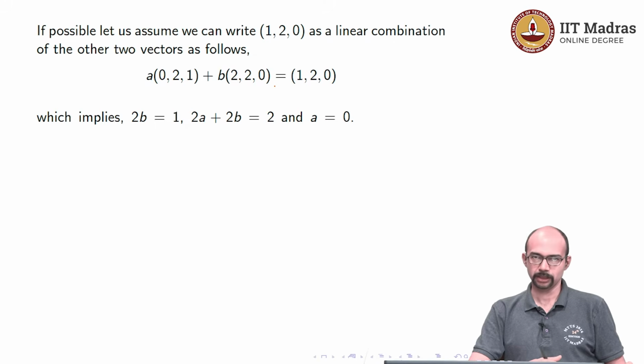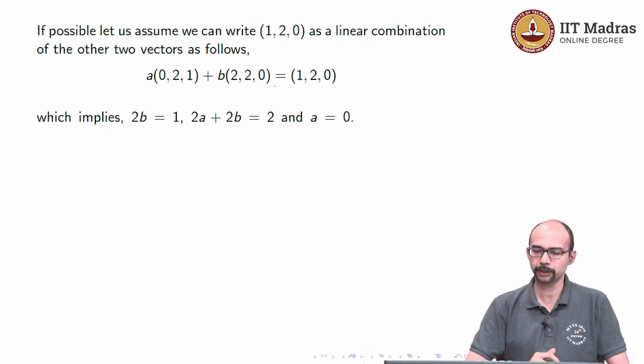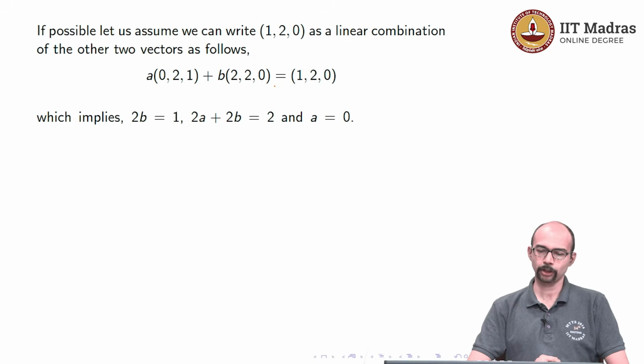Then we can work out the expressions in each coordinate. The expression in the first coordinate is just 2b. The expression in the second coordinate is 2 times a plus 2 times b, and the expression in the third coordinate is just a, and we equate it to the right hand side. If we do that, then we get 2b is 1, 2a plus 2b is 2, and a is 0. That means b is half and a is 0. That's what we get from the first and third equations. And if that happens, then 2a plus 2b cannot be 2.